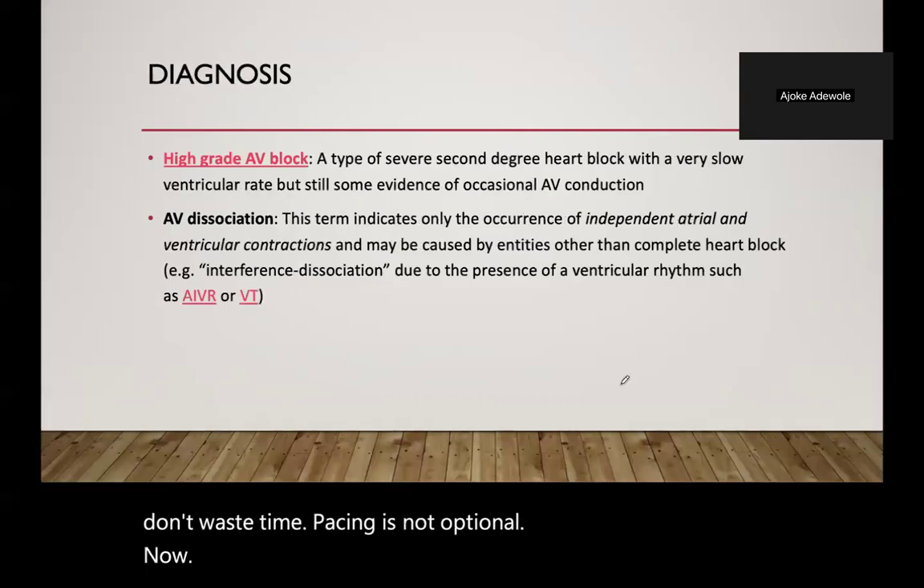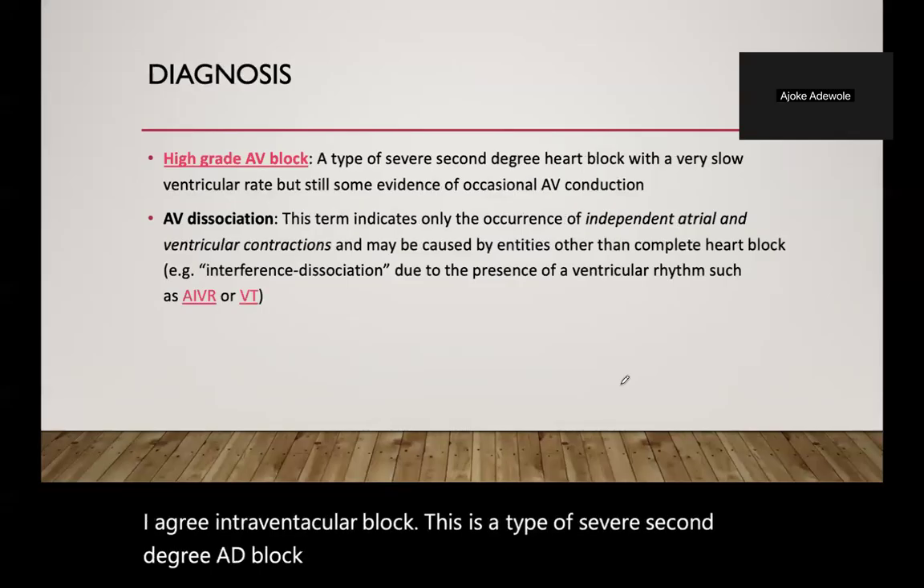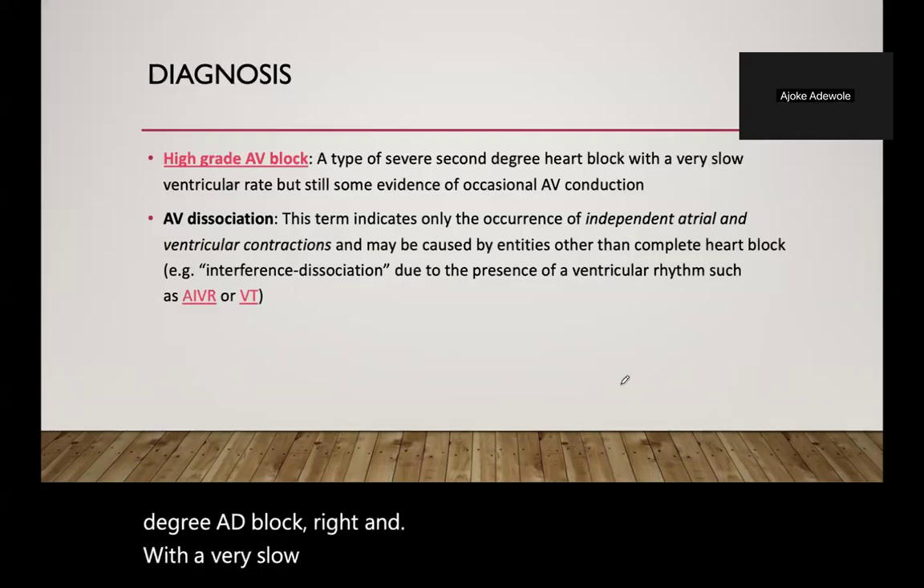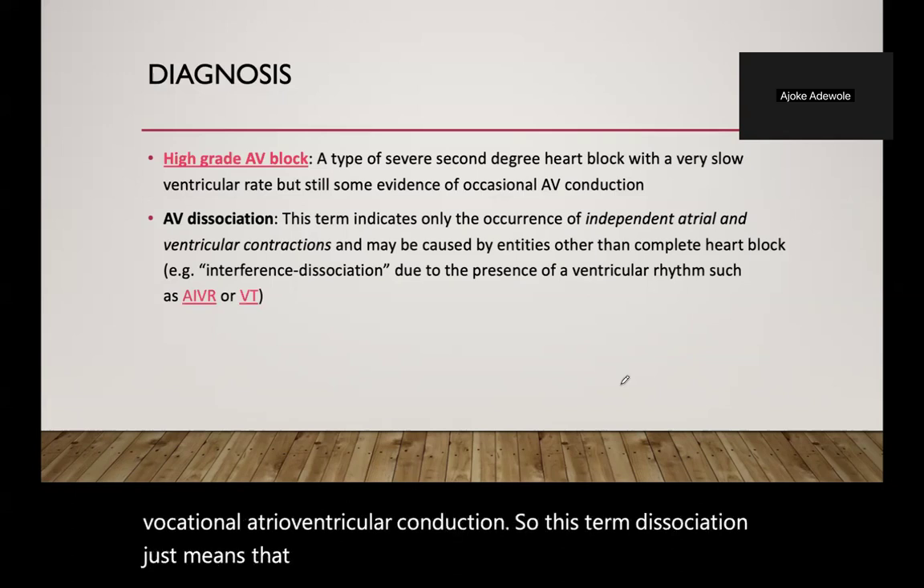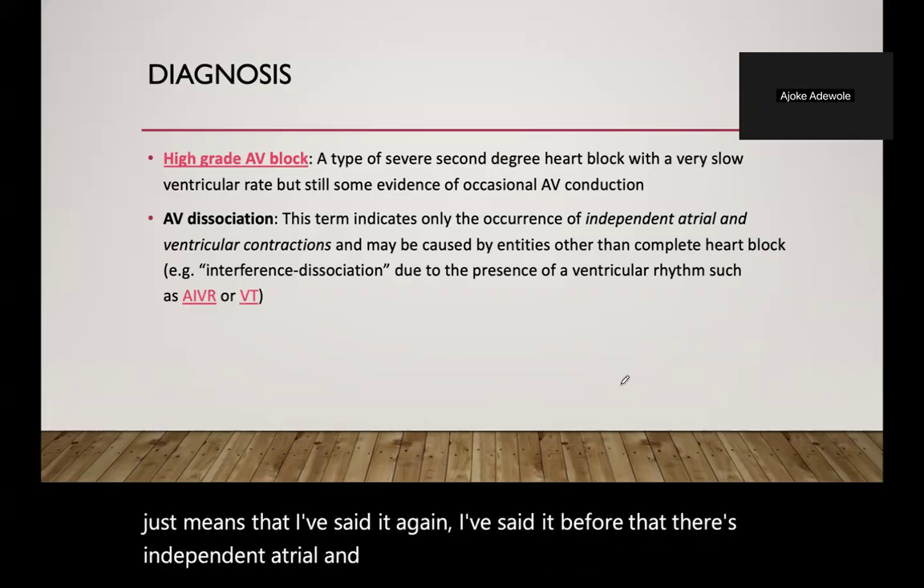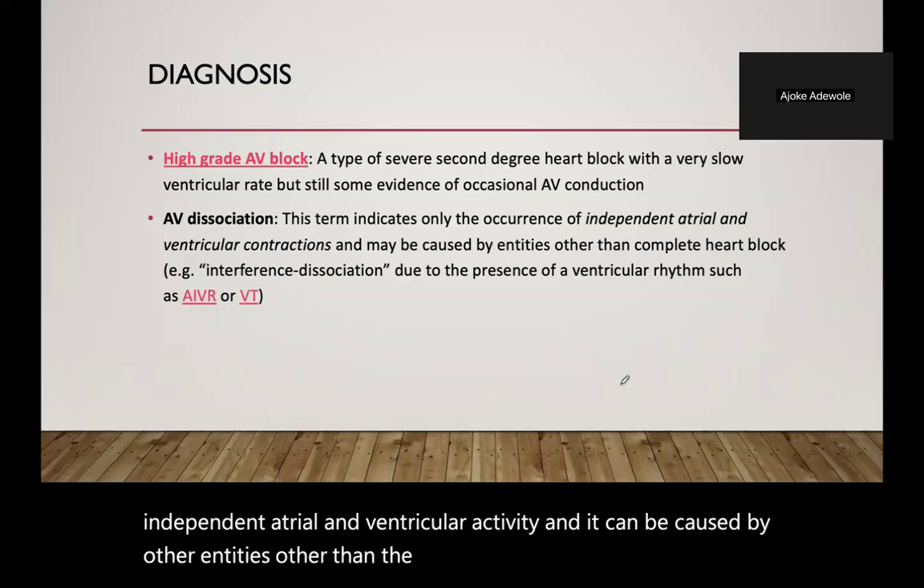Now, high-grade intraventricular block. This is a type of severe second-degree heart block, right? With a very slow ventricular rate, but still some evidence of occasional atrioventricular conduction. So this term dissociation just means that there's independent atrial and ventricular activity, and it can be caused by other entities other than complete heart block itself, right?